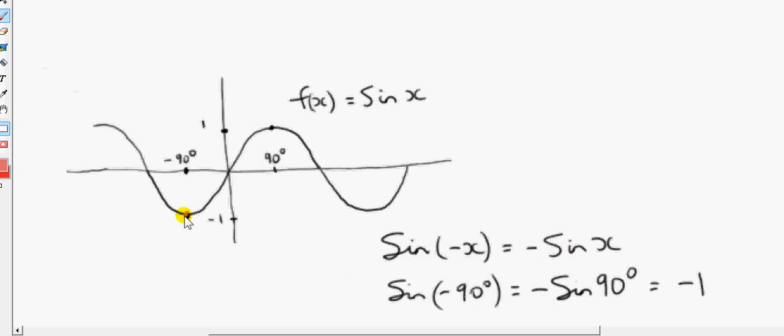As a matter of fact, we can get this point here from this point here geometrically by reflecting this point through the origin. So by getting the image of this point under central symmetry in this point, we can get this point here. Functions with this property are called odd functions. In other words, functions that have the property that f of minus x equals minus f of x.